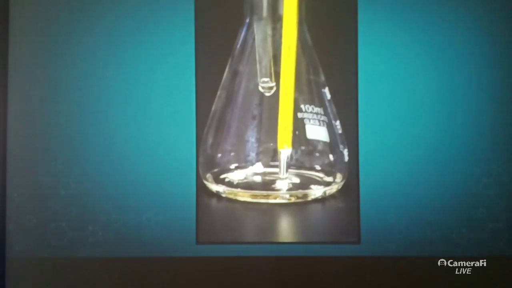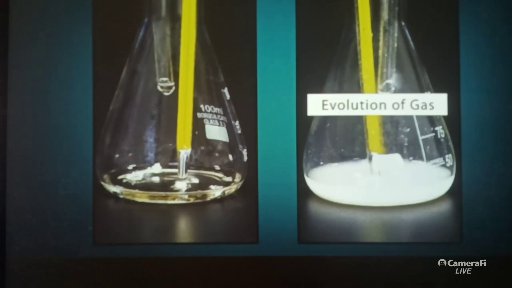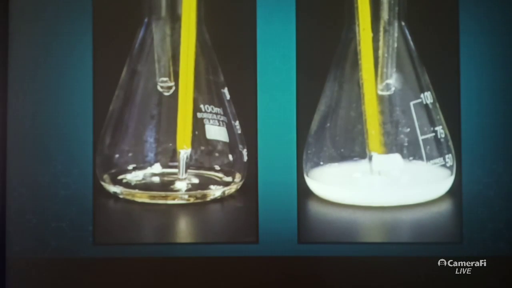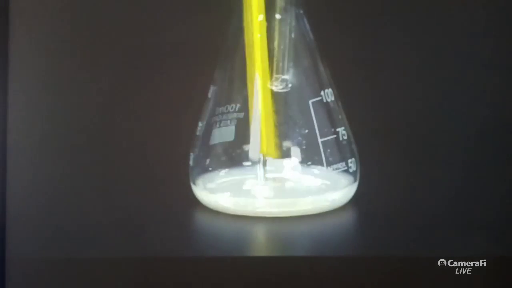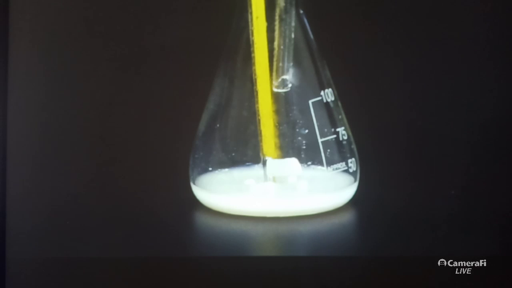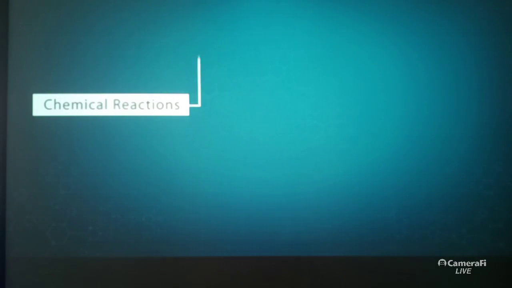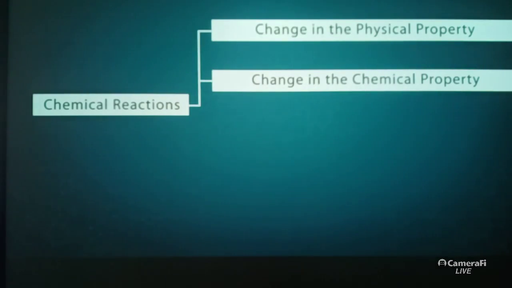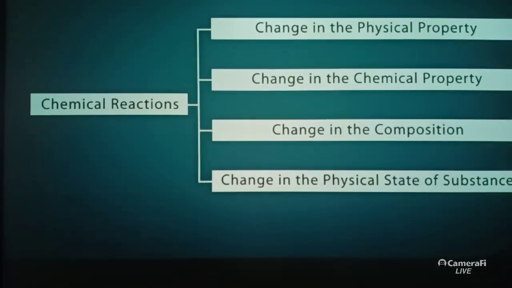In this experiment, the color of zinc changed during the reaction. It was a change in physical properties. It also resulted in the evolution of a gas. The form of the reactant changed. Zinc reacted with sulfuric acid to form zinc sulfate, a salt. Thus, the composition of the reactants changed. Hence, a chemical reaction involves a change in the physical and chemical properties, the composition and the physical state of a substance, whether an element or a compound.